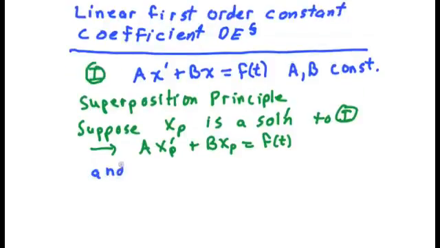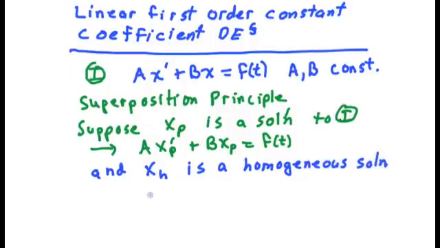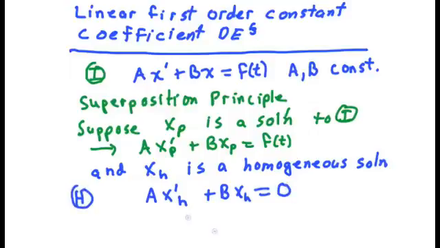And we have to make one more assumption. And x sub h is a homogeneous solution, or I should say a solution to the homogeneous equation. The homogeneous equation is our DE, a xh prime plus b xh, but instead of having f of t, it's homogeneous because we put a 0 there. So I can put an h there for homogeneous. Then the principle says, then x equals xp plus xh is a solution to I.